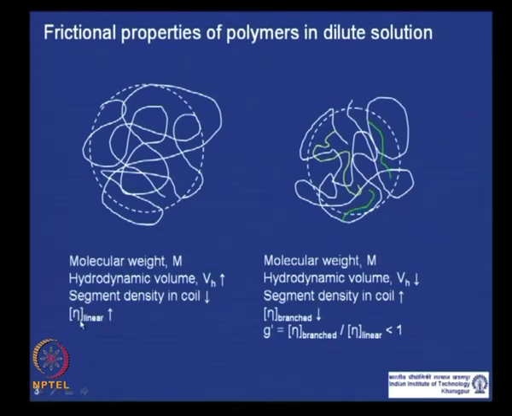So, the intrinsic viscosity of the linear polymer will be higher than the intrinsic viscosity of the branched polymer chain with the same molecular weight. If you divide the branched intrinsic viscosity by the linear one, you can get the extent of branching in this polymer coil.